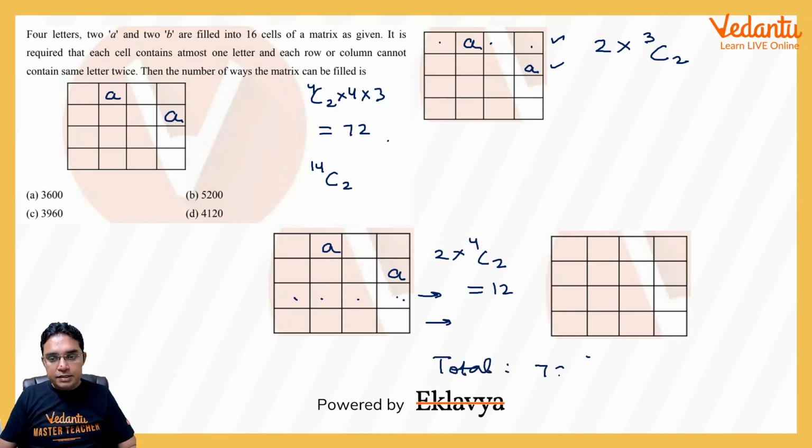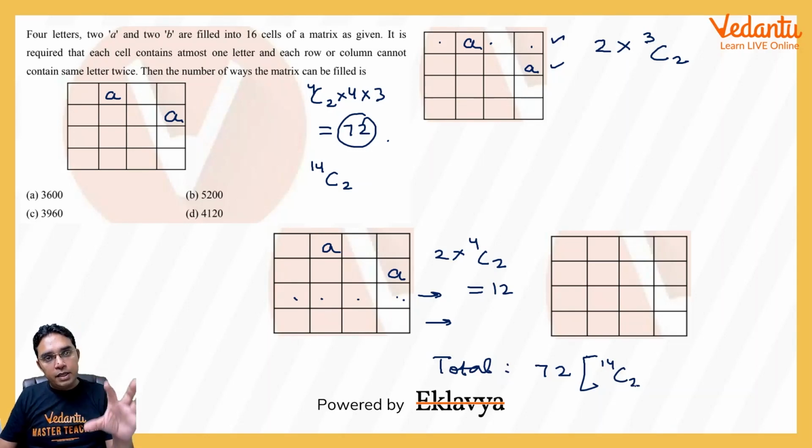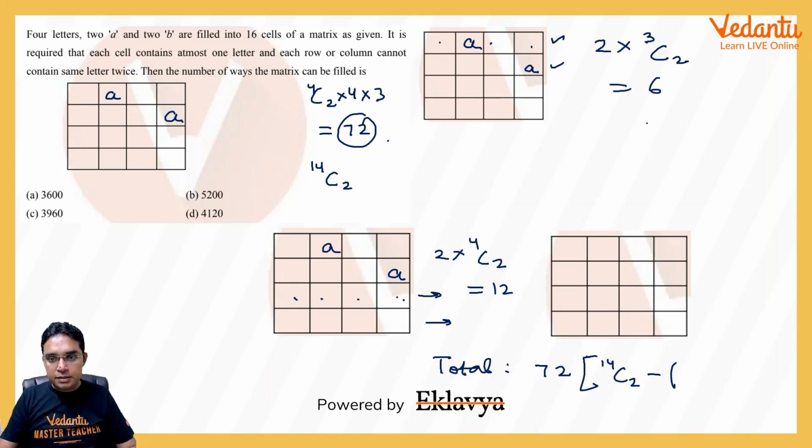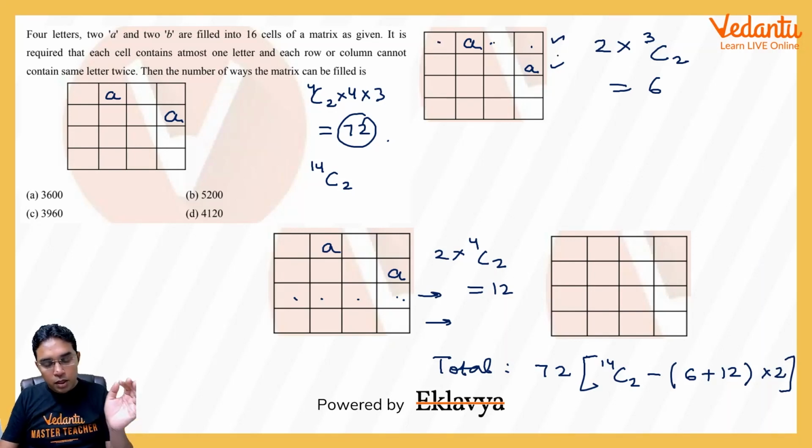I'll just repeat, 72 is for placing 2 A's. Then, without considering whether 2 B's are going into the same rows or not, or the same column or not, it will be 14C2. Then minus, this is how much? I think 6, this is 12. So 6 plus 12 are the ways where 2 B's will go in the same row. 6 plus 12, that is 18. And the same will be for columns also, isn't it? If I'm placing 2 B's in the same row, the same condition will be there in the column also. So we just have to multiply this 6 plus 12 by 2, and that will give us the answer.